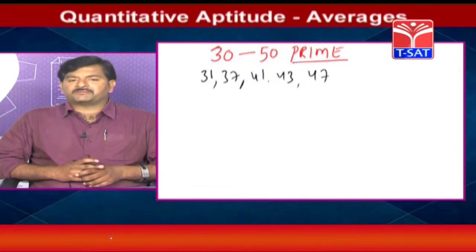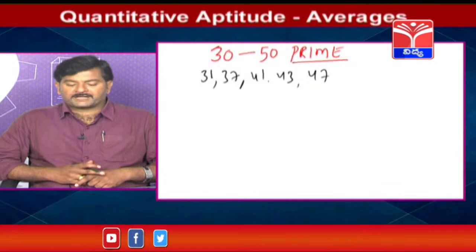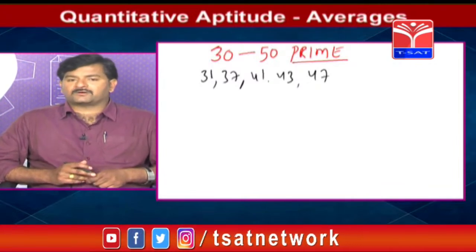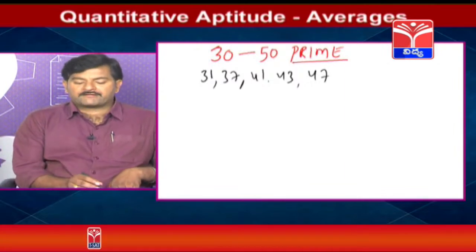So these are the prime numbers. Are we getting any other prime number? 31, 37, 41, 43, 47. It's clear. Now we'll find the average of all these.